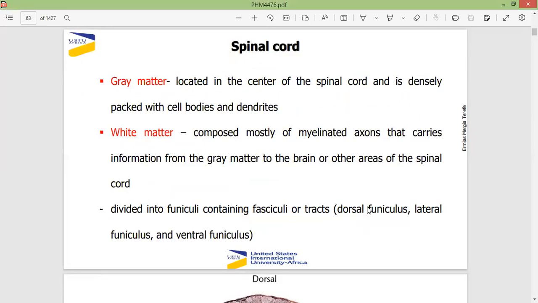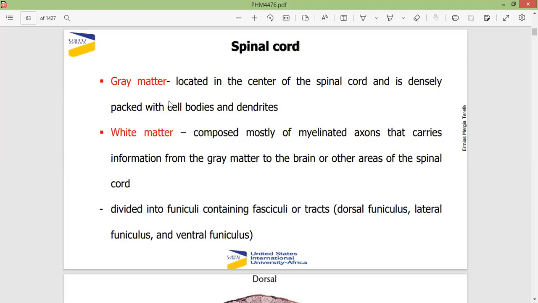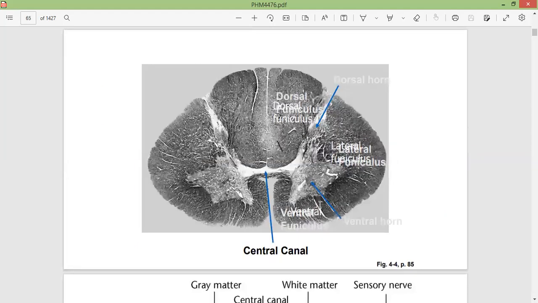Then the spinal cord. When we're talking about the spinal cord, we mention two matters, the gray matter and the white matter. I think we've mentioned it before, even a picture was sent to the group with the differences. The gray matter is the cell bodies and the dendrites, and the white matter is more of the myelinated axons that carry information from the gray matter to the brain or other areas of the spinal cord.